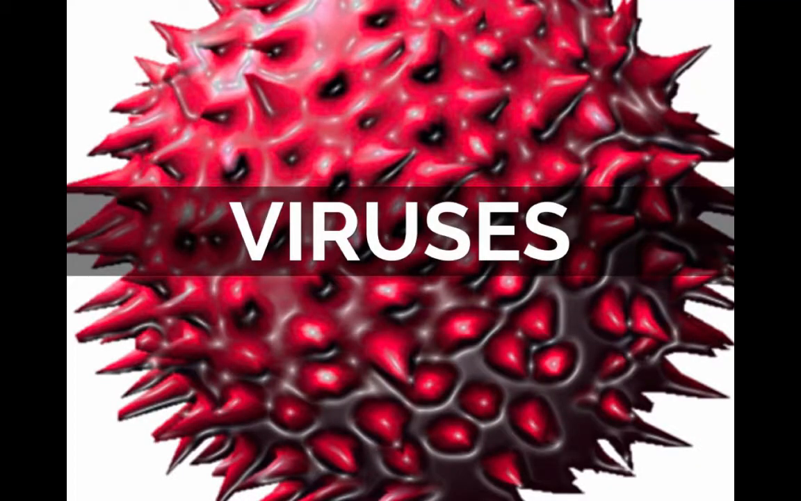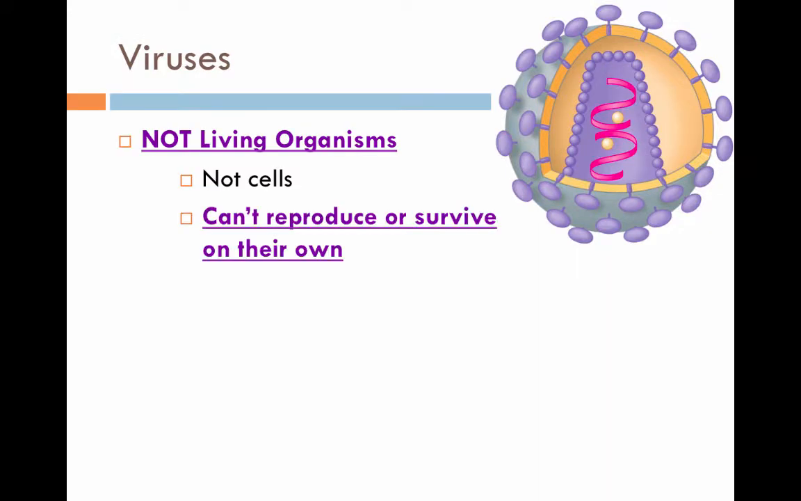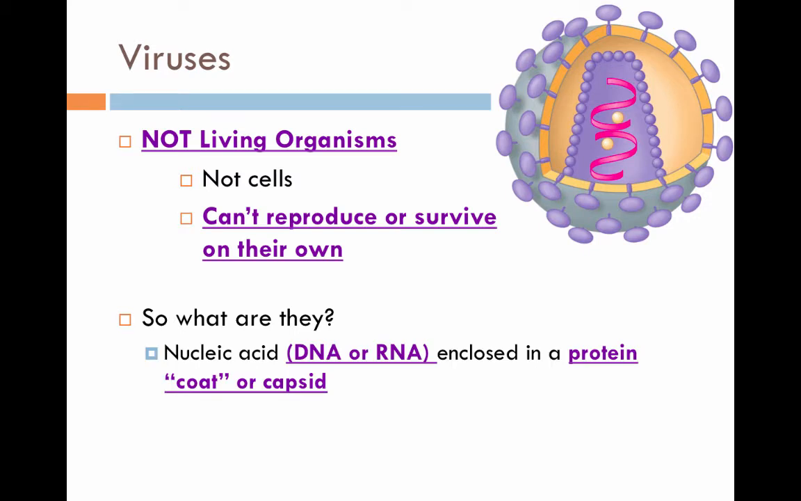This last section is all about viruses. Well, you may be thinking, why are we learning about viruses in a unit about DNA and protein? Well, viruses are not living organisms. They are not cells. They cannot reproduce or survive on their own. They must be inside of a cell to survive. So, if viruses are not cells, what are they? They are nucleic acids, DNA or RNA, enclosed in a protein coat or capsid.